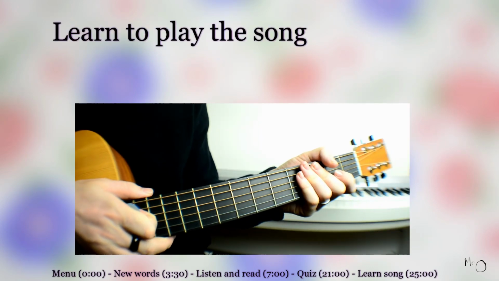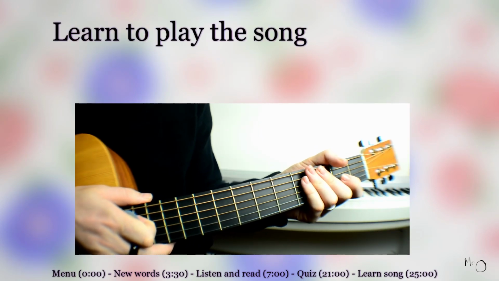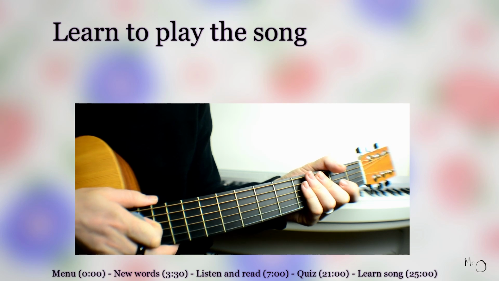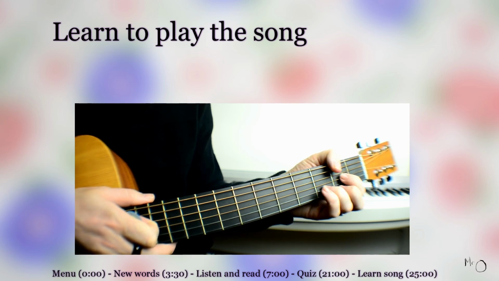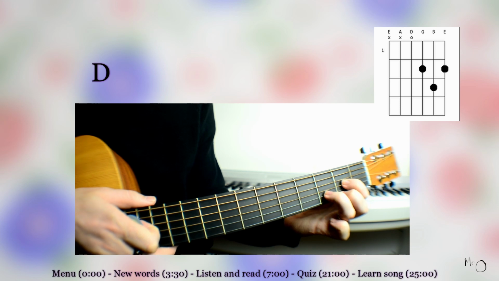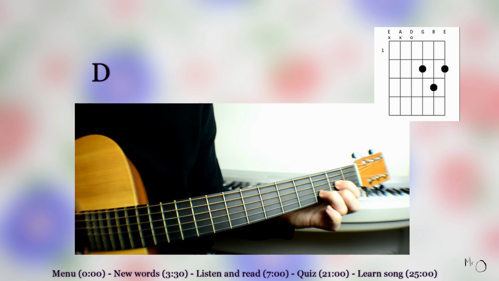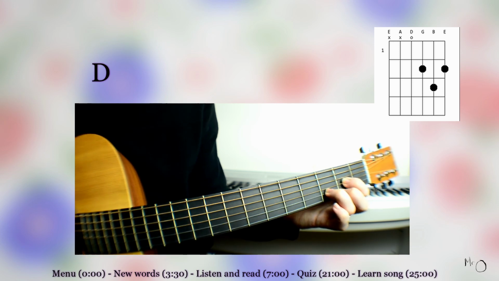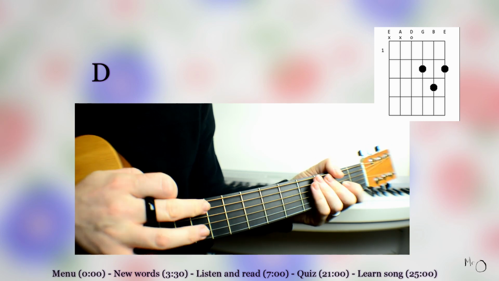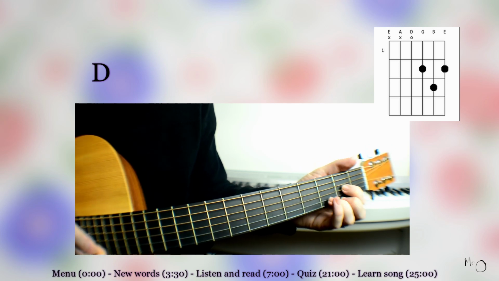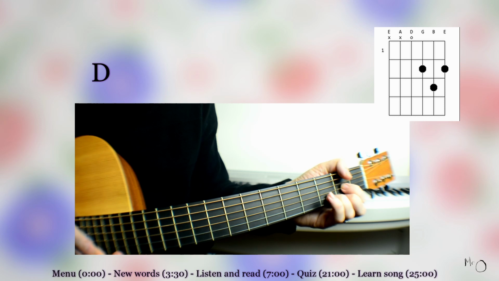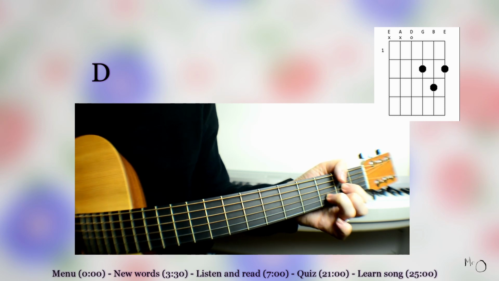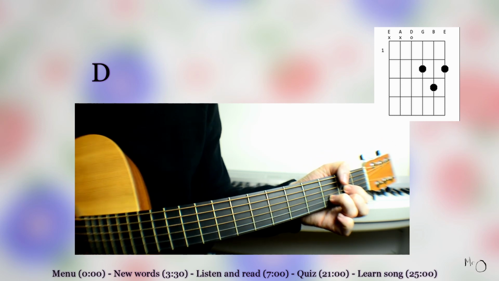This is Mr. O. I'm going to teach you how to play Christmas in Hong Kong. So we start with a D chord, which looks like this. And because I don't want to play these top two strings, I normally put my thumb here. I think that's not the right way to play guitar, but I never had lessons.